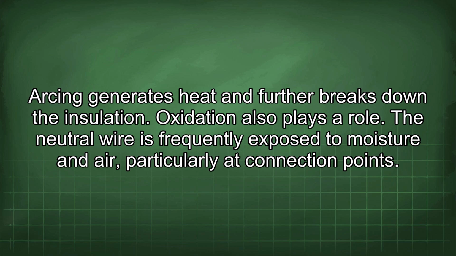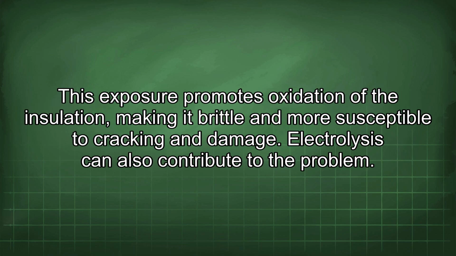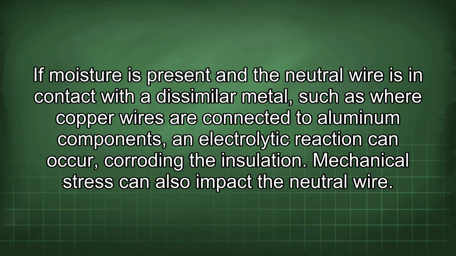Oxidation also plays a role. The neutral wire is frequently exposed to moisture and air, particularly at connection points. This exposure promotes oxidation of the insulation, making it brittle and more susceptible to cracking and damage. Electrolysis can also contribute to the problem. If moisture is present and the neutral wire is in contact with a dissimilar metal, such as where copper wires are connected to aluminum components, an electrolytic reaction can occur, corroding the insulation.